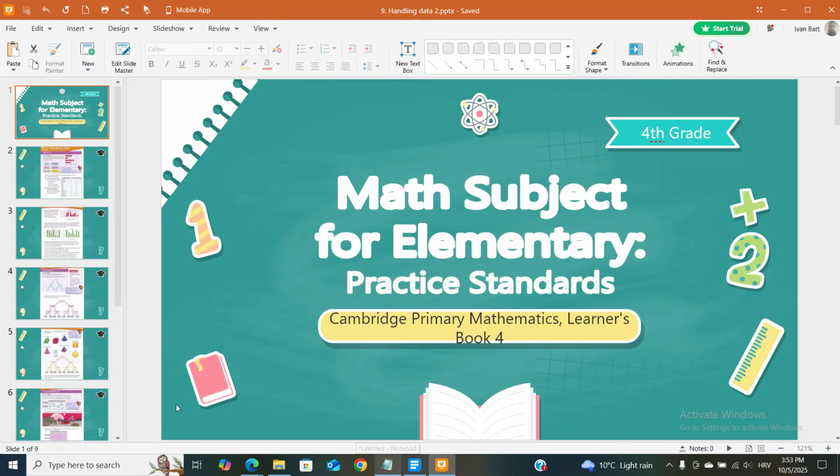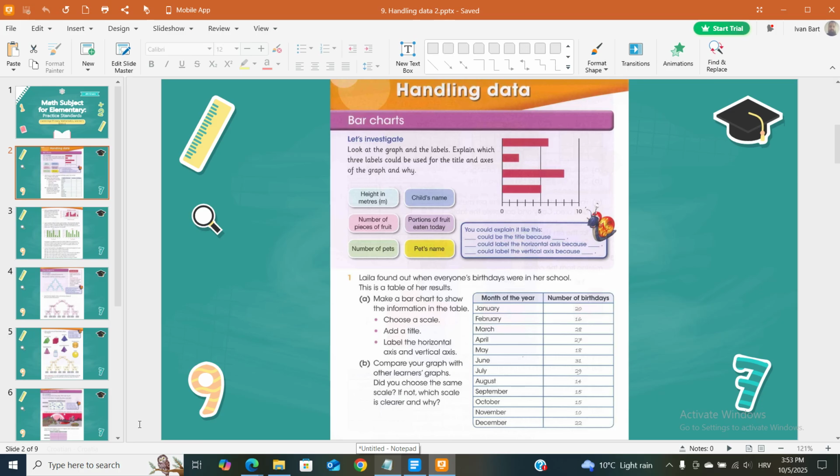Cambridge Primary Mathematics, Learner's Book 4. Handling Data. Bar charts. Let's investigate. Look at the graph and the labels. Explain which three labels could be used for the title and axes of the graph and why.